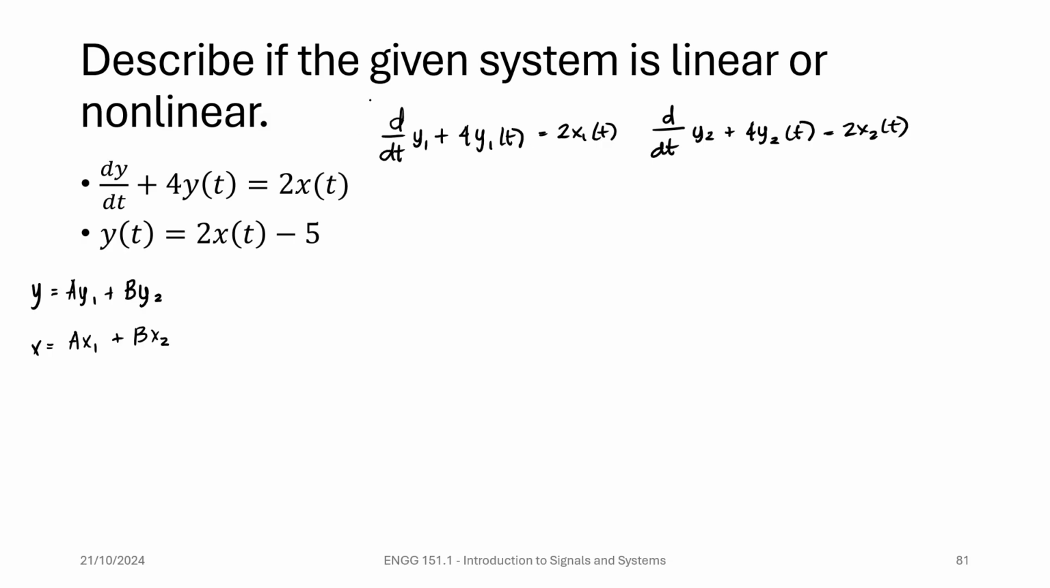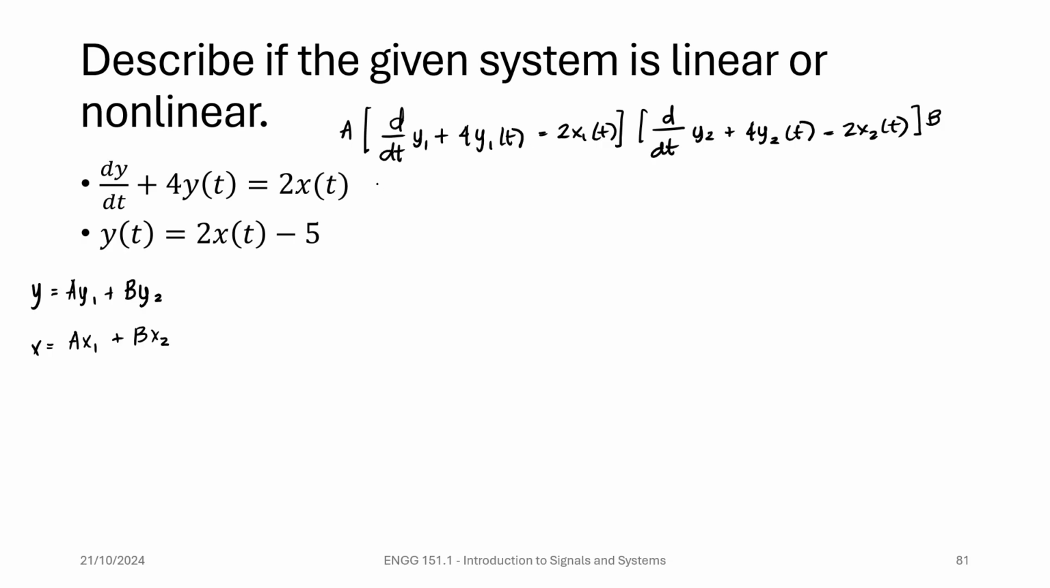Now, so we're going to multiply. For the first equation, we're going to multiply a. For the second equation, we're going to multiply b in adherence to this condition. For y1 and x1, we're going to multiply a. For y2 and x2, we're going to multiply b.